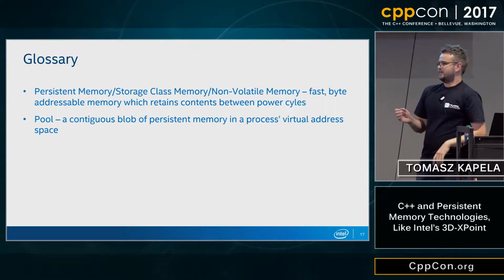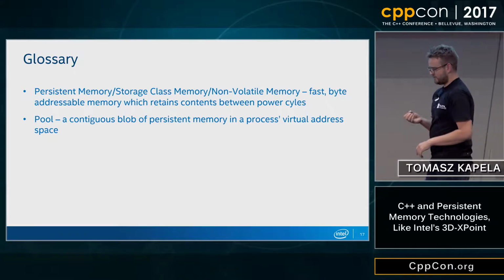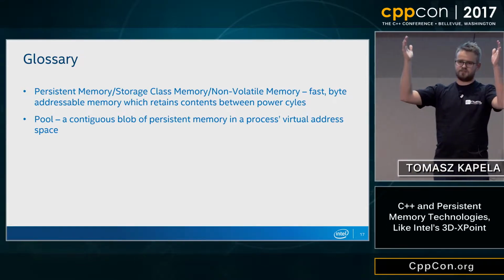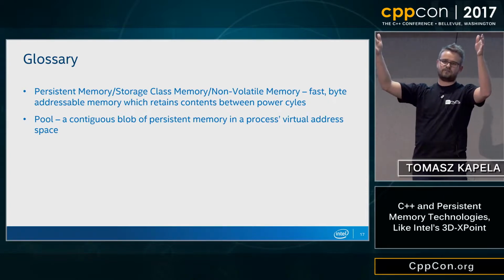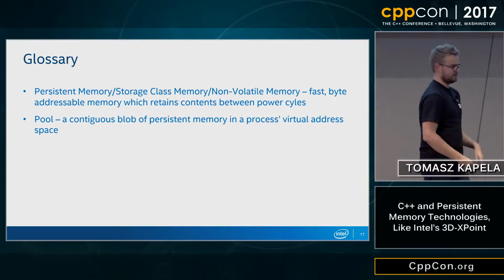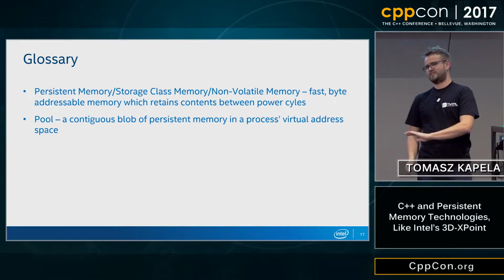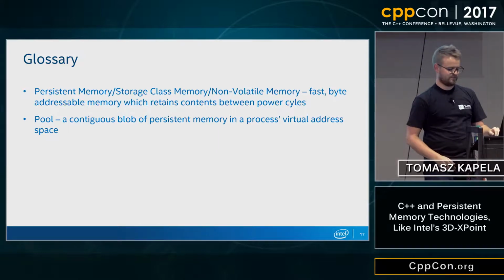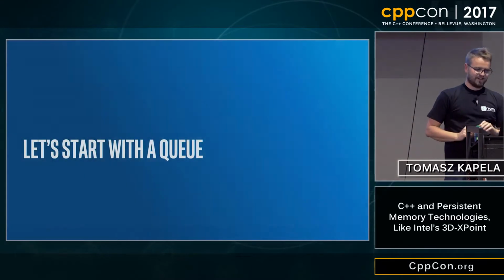And the other word I'll be using frequently is a pool. What I mean by pool is actually the contiguous blob of memory you have from mapping a file from persistent memory. That's like 90% of the use cases of pool, if I say it. The other 10% varies from context.